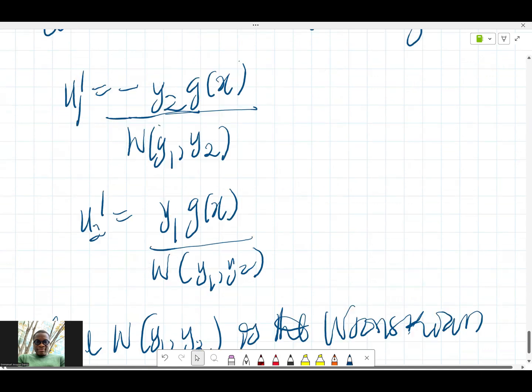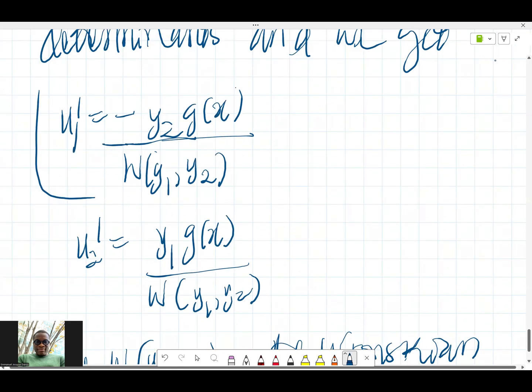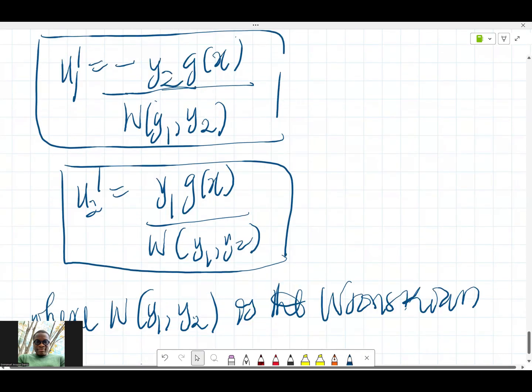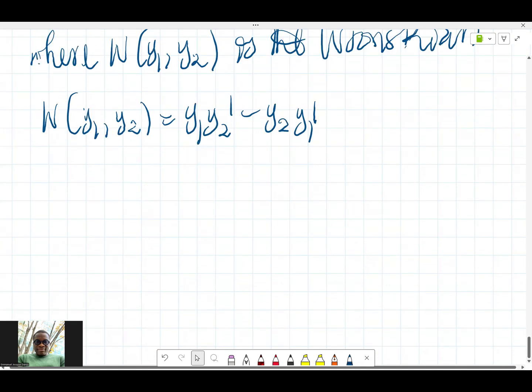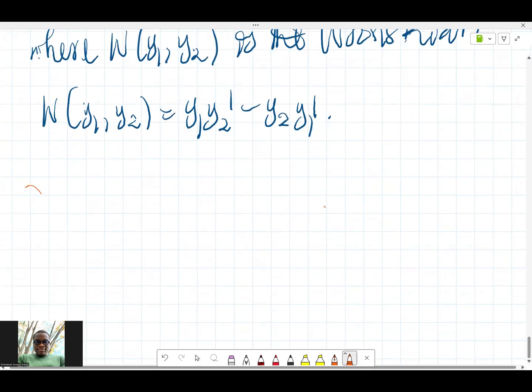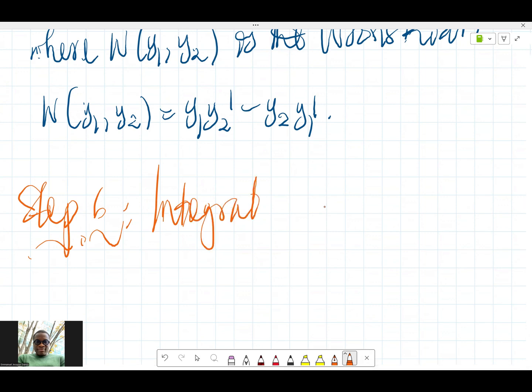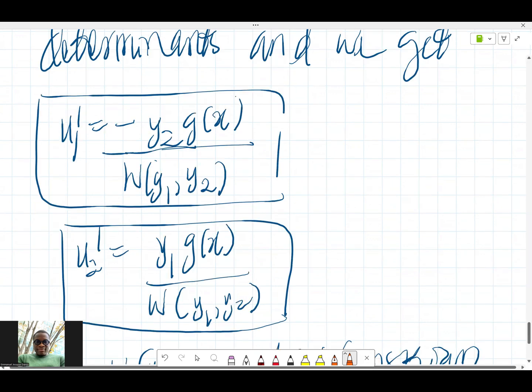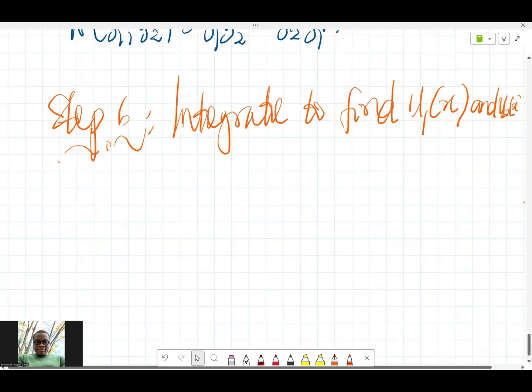So now we have got u1 prime and we have also got u2 prime. But what we are actually looking for are u1 and u2. But it's good that we have u1 prime and u2 prime, because now we can integrate them to get the actual thing we need. Okay, so that takes us to step 6. In step 6, we integrate to find u1 of x and u2 of x.